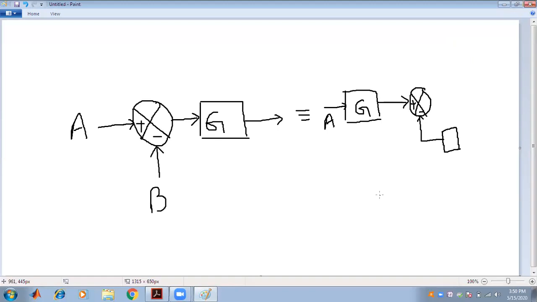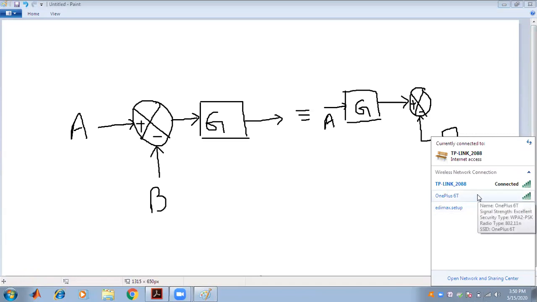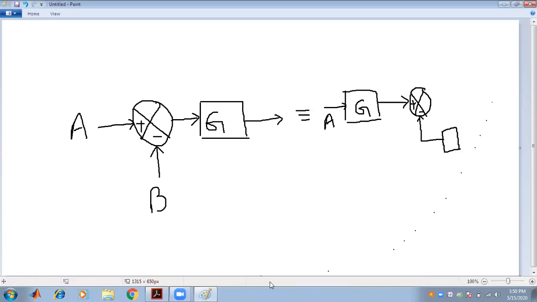Another process of doing the block reduction technique of a particular block. So why are these two blocks equivalent?